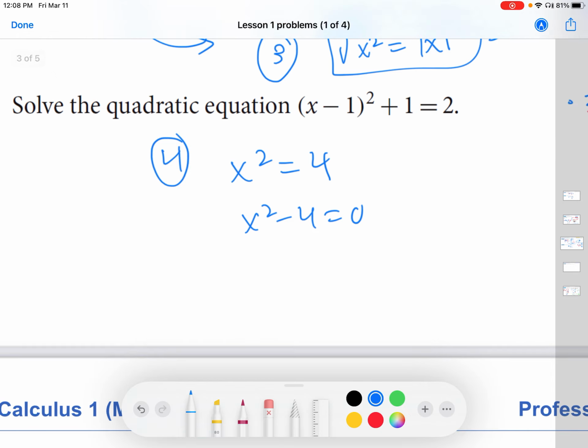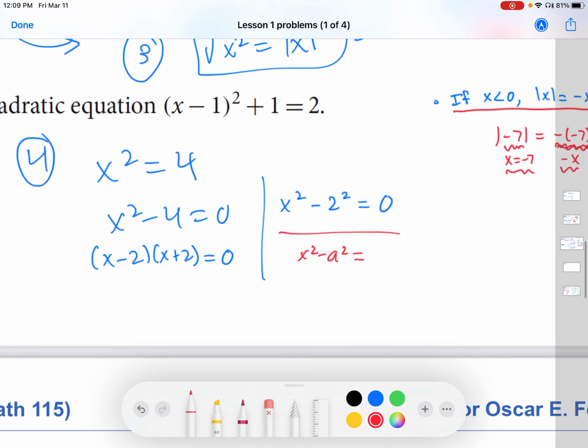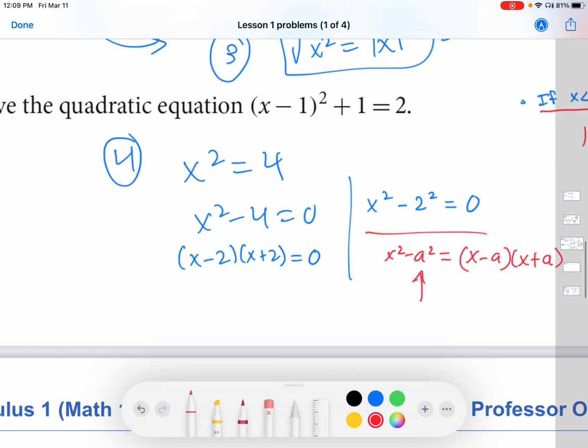Why is that helpful? Because you might recognize this as a difference of squares. X squared minus 2 squared equals 0. And we have a way of factoring differences of squares. So it factors into x minus 2 times x plus 2. This is a pretty general factoring result that is nice to know. So x squared minus a squared factors into x minus a times x plus a. Doesn't matter what number a is. It could be positive, it could be negative. So that's a nice factoring result.